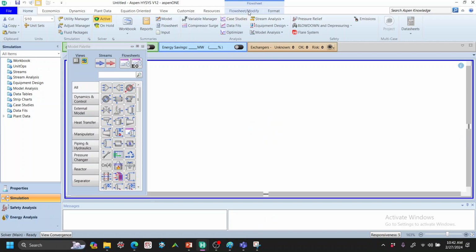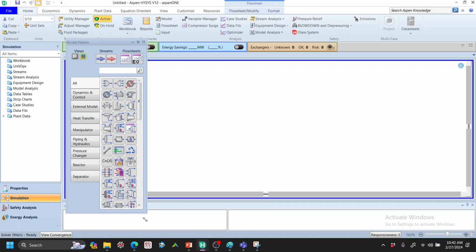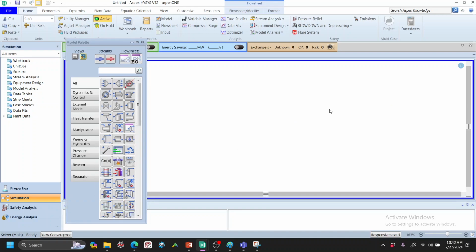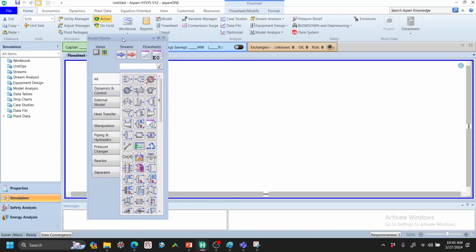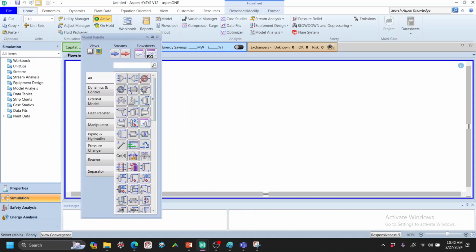So HYSYS now has this. This is the flow sheet environment, like they call it. You need to make sure that you can follow me. If not, just let me know. This is the flow sheet environment, and this is the palette. The palette means these are all unit operations. Then we can just simply drag and drop.